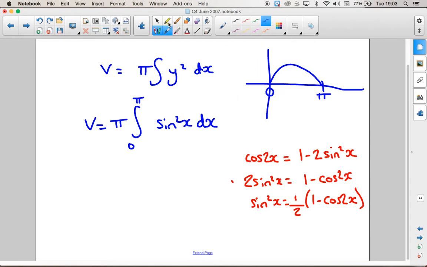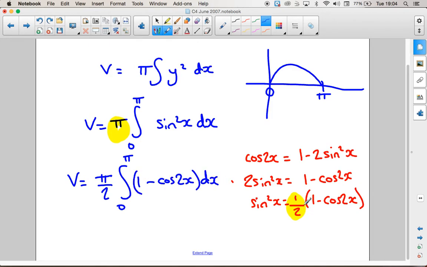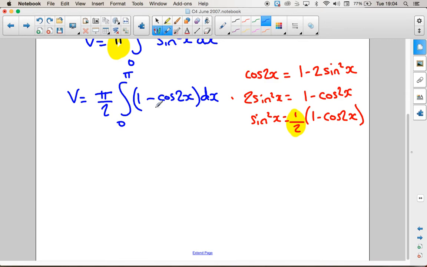So what I can do with this half is put that outside with the pi over 2. So the volume can be written as pi over 2 times the integral between 0 and pi of 1 minus cos 2x. All I've done is put that half outside of the integral. Because it's a constant, I can do that, and it just makes this a little less messy. I won't have loads of halves all over the place when I'm putting my limits in.